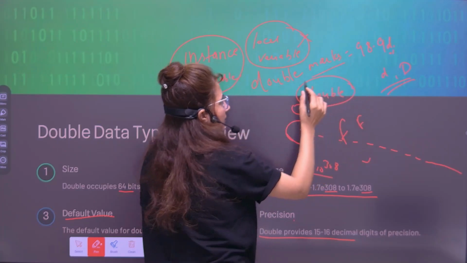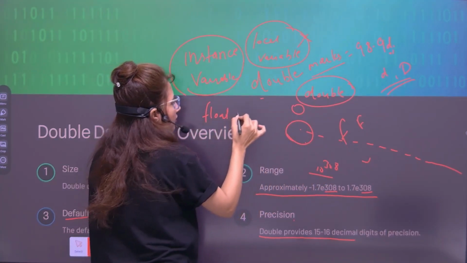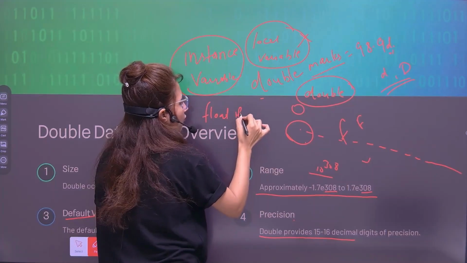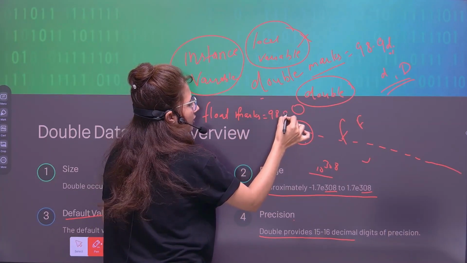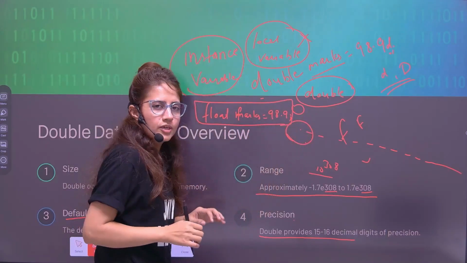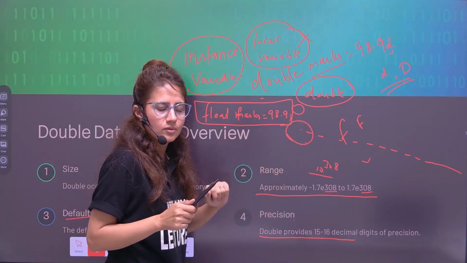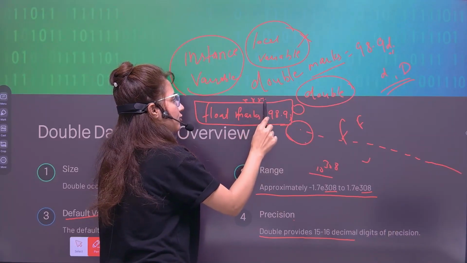So if you write something like this, float marks is equal to 98.9 and semicolon, what do you think? Will it execute, or will it give an error? It will give you an error. I'll show you practically also.